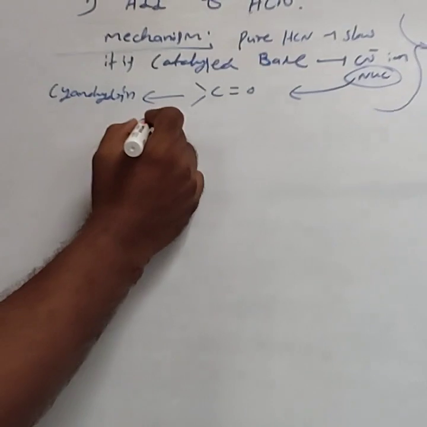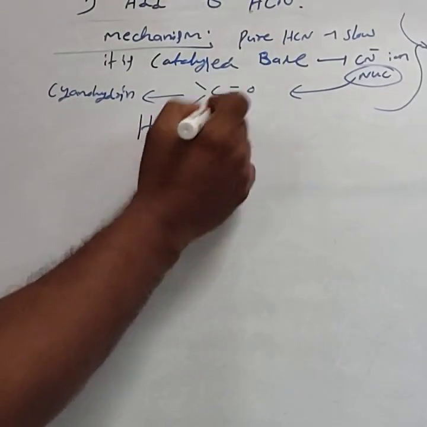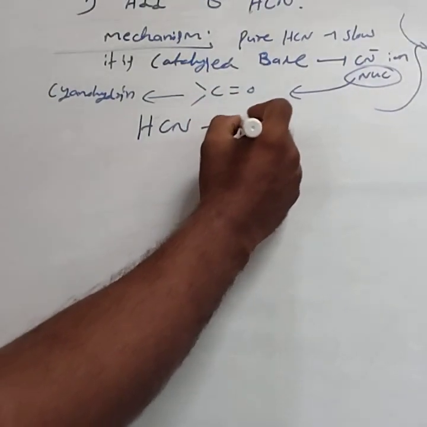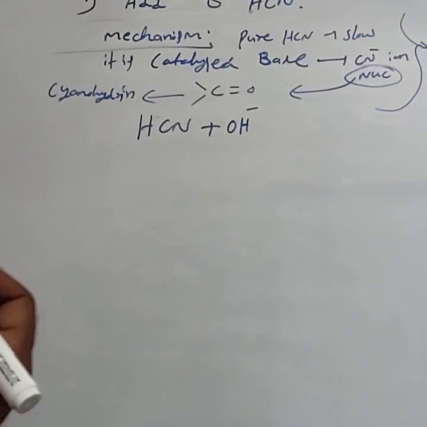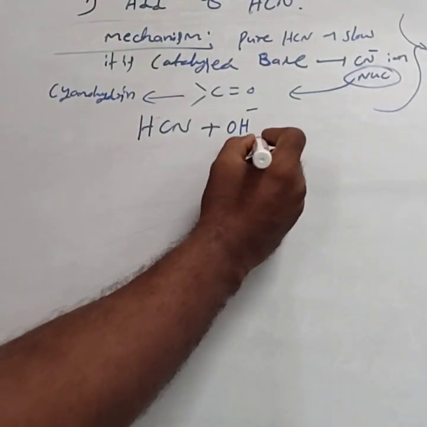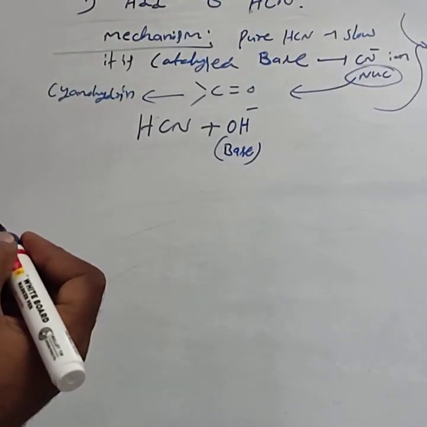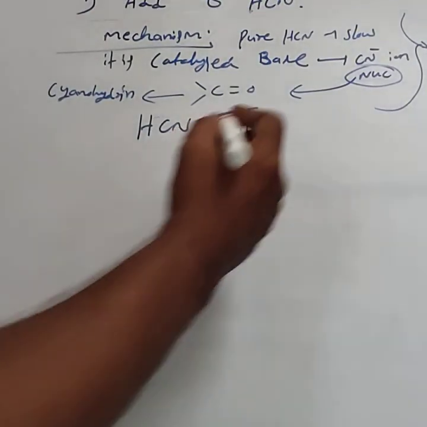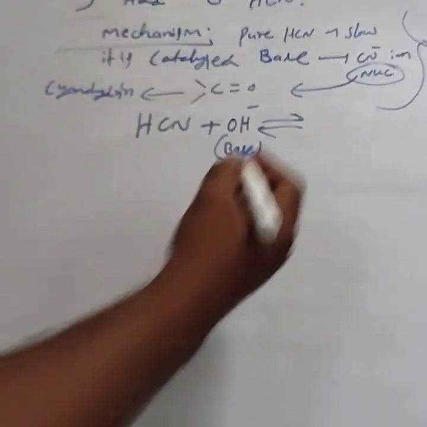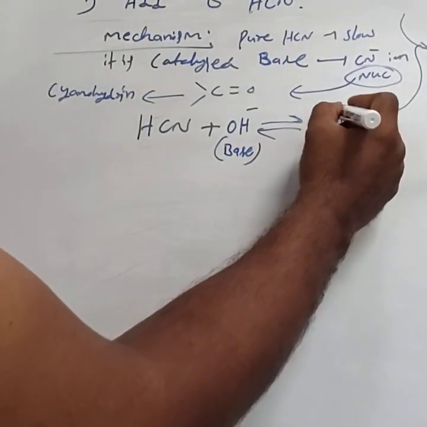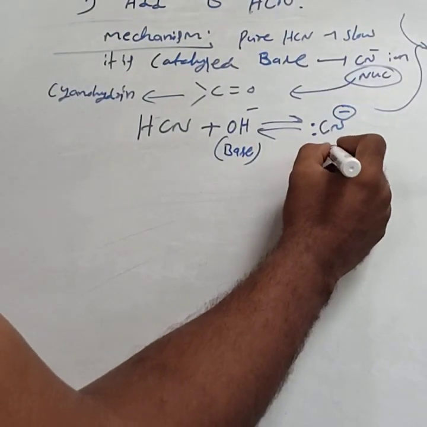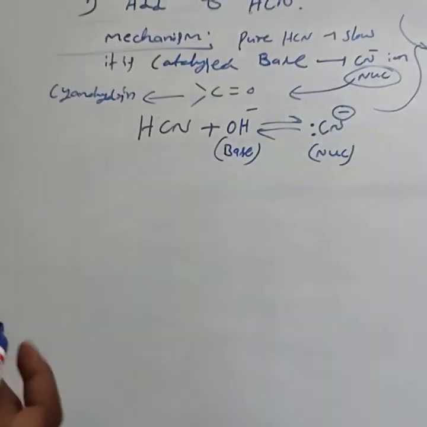The mechanism steps are as follows. HCN is catalyzed by the base. The base is OH minus. Base means it donates the hydroxyl ion according to Bronsted theory. This dissociation is reversible and forms the cyanide ion, CN minus. Carbon contains a lone pair, so it can act as a strong nucleophile.